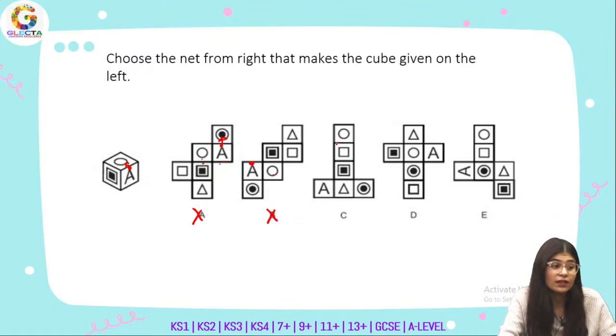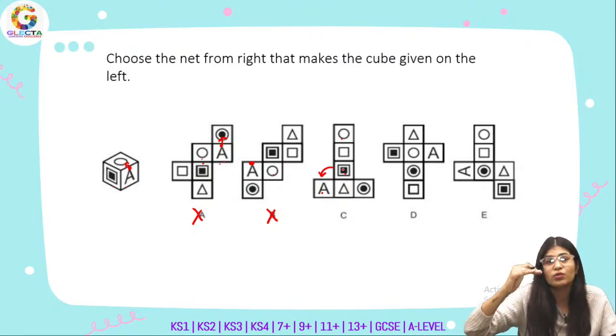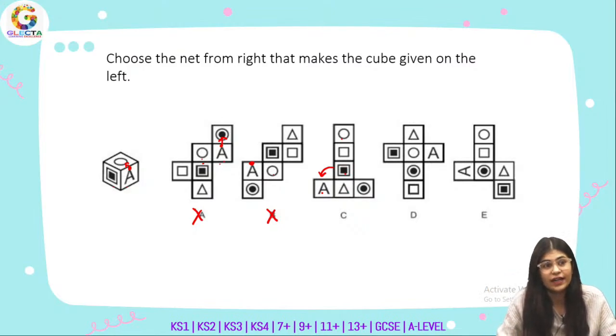Okay, this one, let's look at it. So the circle, this and this I want. If I rotate it like this, the square will come on the top of A, which I don't want. I want A and squares to be side by side. They can't come side by side either way. If I try to bring them together, the square would be on the top of A, right? Which means it can't be C either.